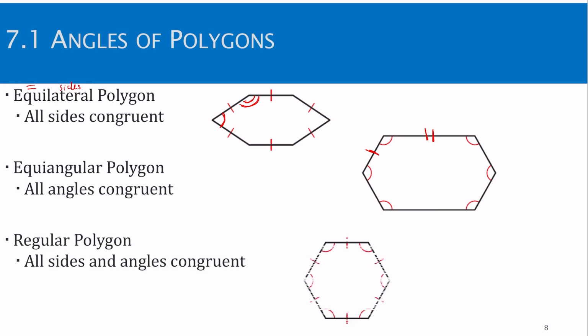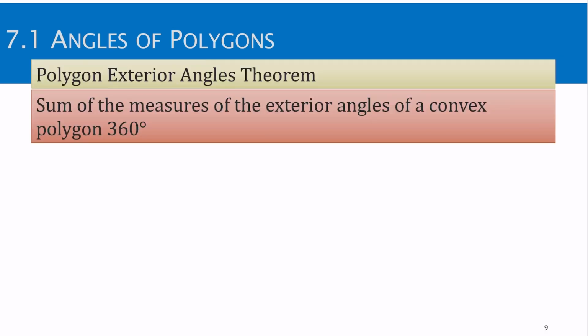However, if it is both equilateral and equiangular, so all the sides are congruent and all the angles are congruent, then we say the polygon is regular. Right, those were interior angles. Now for exterior angles. The formula is much simpler. The sum of the measures of the exterior angles of a convex polygon is 360 degrees. No formula, they're always 360.